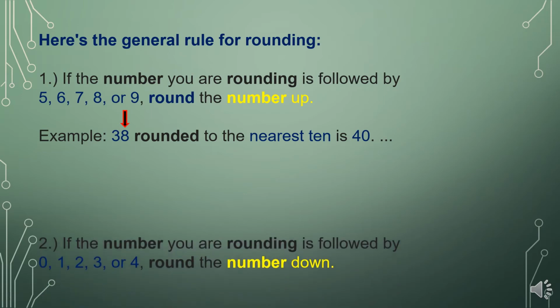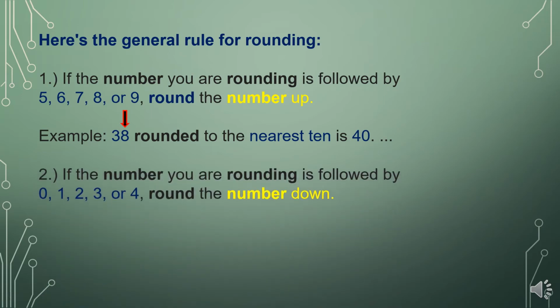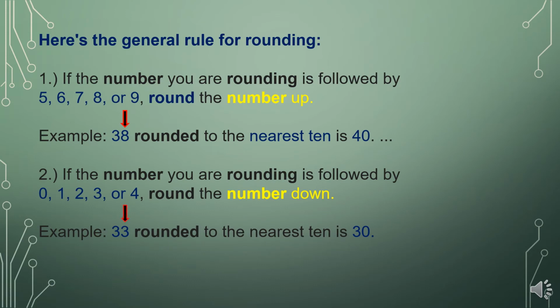Number 2. If the number you are rounding is followed by 0, 1, 2, 3, or 4, round the number down. For example, 33 rounded to the nearest 10 is 30 because 33 ends with 3, which the rule says, a number followed by 0, 1, 2, 3, or 4, round the number down.